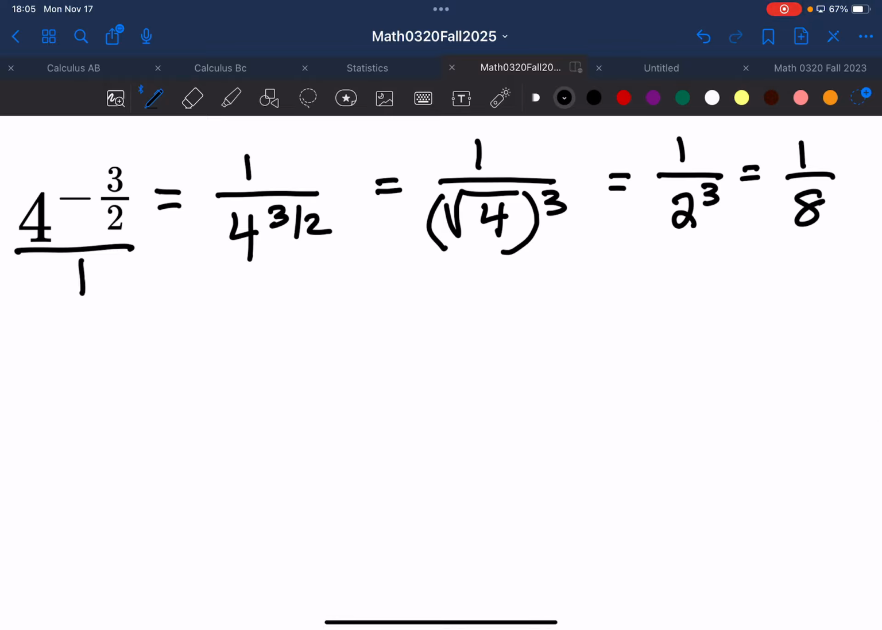Okay, so on your calculator, you should just be able to do 2 times 2 times 2.